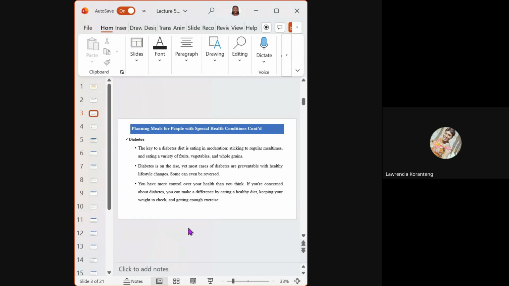So the key to a diabetic diet is eating in moderation. We've always talked about this in nutrition and health: eating in moderation, sticking to regular meal times, and eating a variety of fruit, vegetables, and whole grains. I taught you this, that it's not about saying I'm scared of this food, I'm scared of that food. It's about sticking to a regular meal time so that you'll be able to regulate your insulin level.